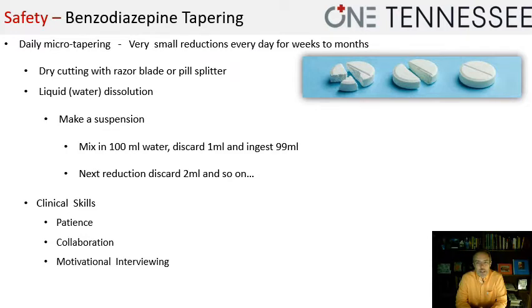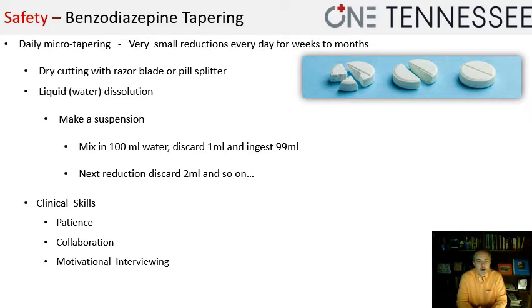There's liquid water dissolution. That's where you would simply make a suspension, mixing in 100 milliliters of water. Then you would simply discard 1 milliliter and ingest 99. You would simply continue this process until you got down to the desired tapered dose. So the next reduction you would discard 2 milliliters and so on.